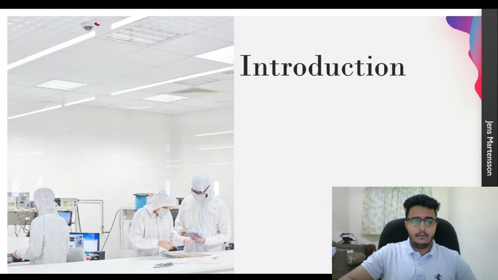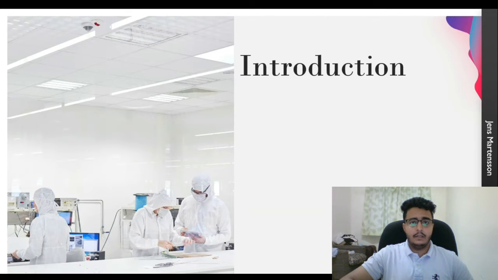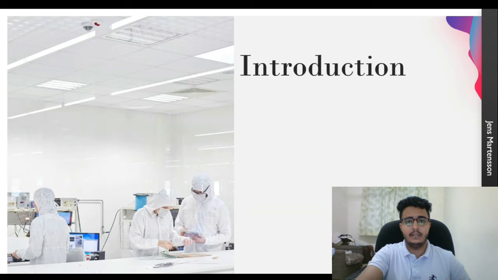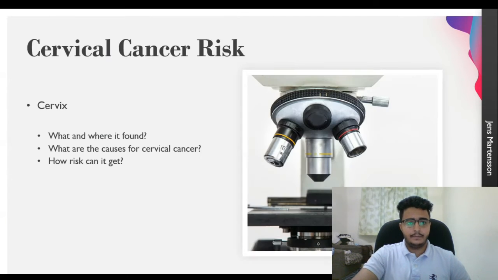Now, the introduction about our project is to find and collect the data about cervical cancer risk and use it in MLP, multi-layer perceptron, using Python code to classify the problem in the dataset and see the risk of the cancer.